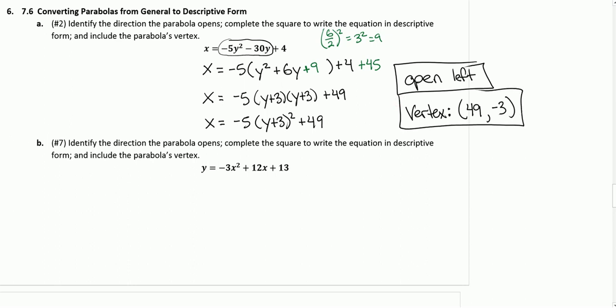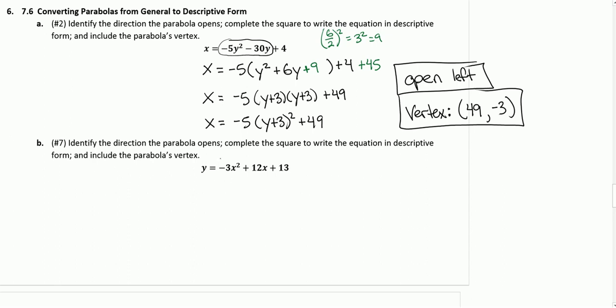So we were asked to identify the direction of the parabola. We did that. We completed the square, and we included the parabola's vertex. Let's go to the next problem. Next problem, part B, is taken from number 7 on our worksheet, and we're asked to do the same thing that we did in part A.